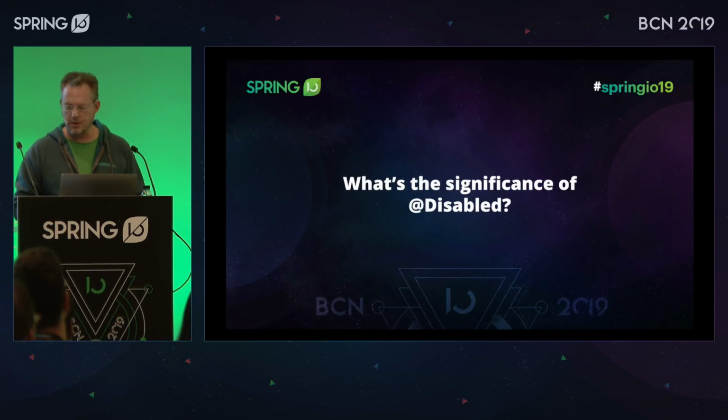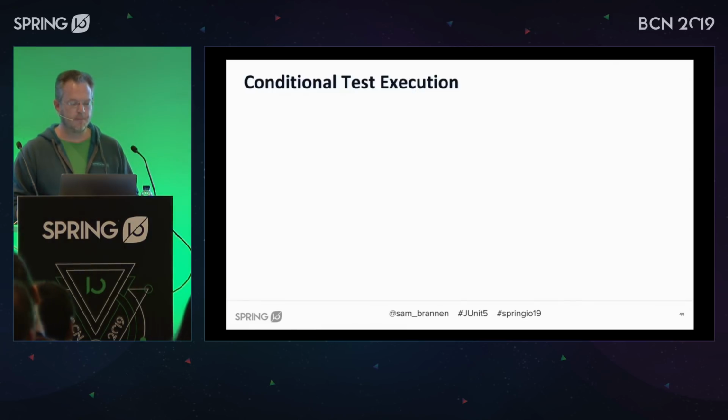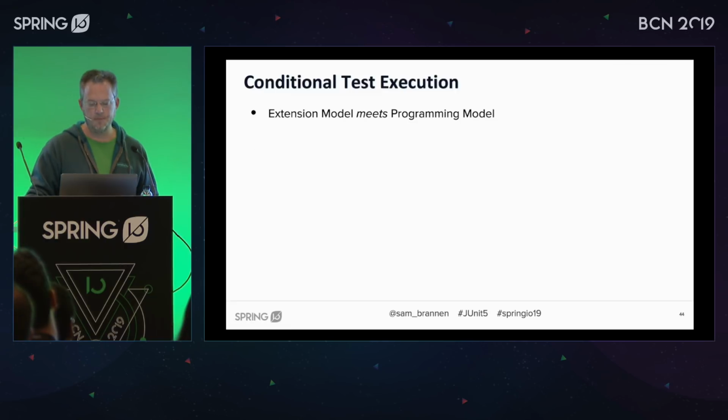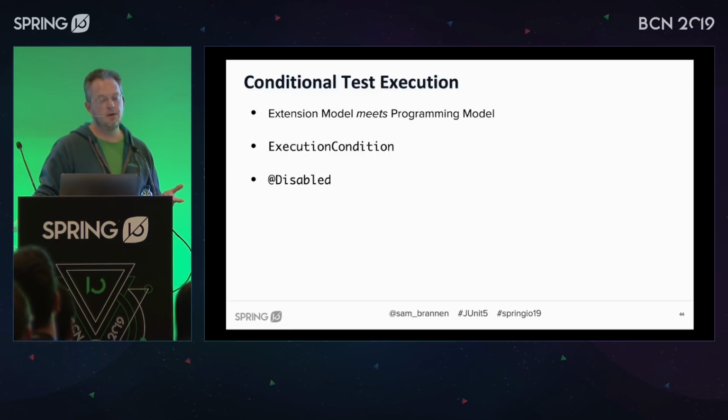So this disabled annotation, I mentioned that earlier. What's the significance? This is this idea of conditional test execution. And basically, this is one place where the extension model meets the programming model. We have this execution condition API. You can implement that at the disabled annotation.